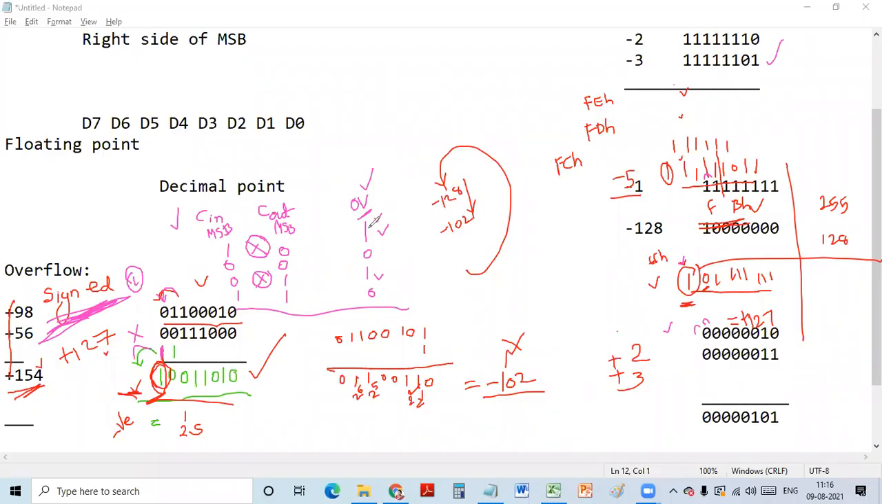Okay. See, the computer treats the numbers, either unsigned or signed, in the same way. Only the user has to interpret the result based on the type of numbers he is dealing with. Okay. That is what is called the overflow concept.